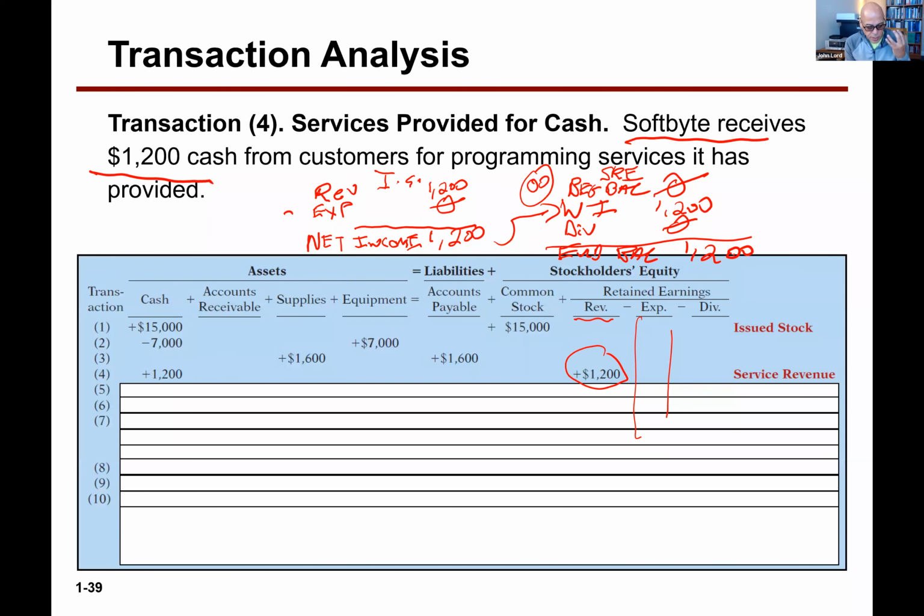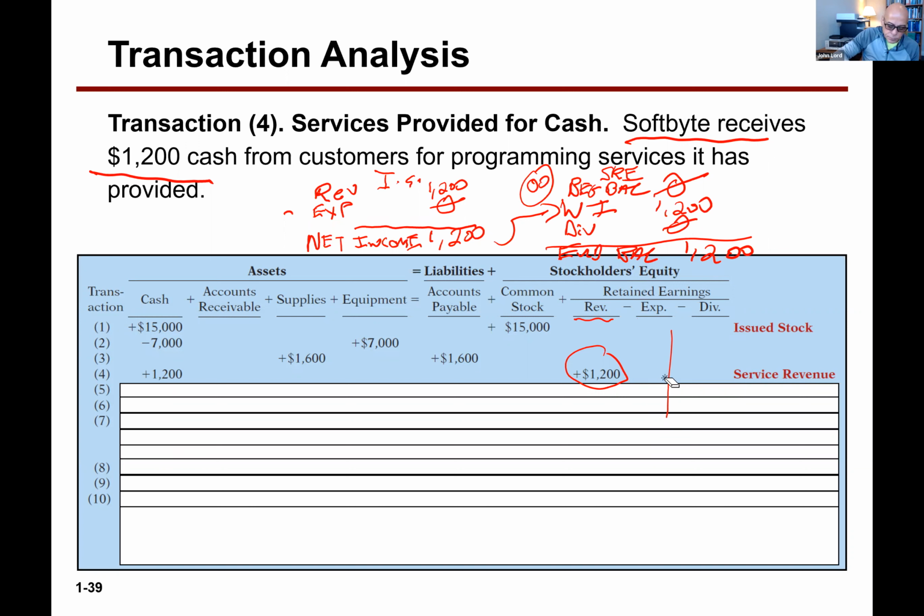Well, look, my cash went up on the asset side, and ultimately my retained earnings is going to come up on the liabilities plus stockholders' equity side of the equal sign, because my revenue went up. When my revenue went up, my net income comes up. When my net income comes up, ultimately my retained earnings comes up. That's what they're trying to show you here. Okay.